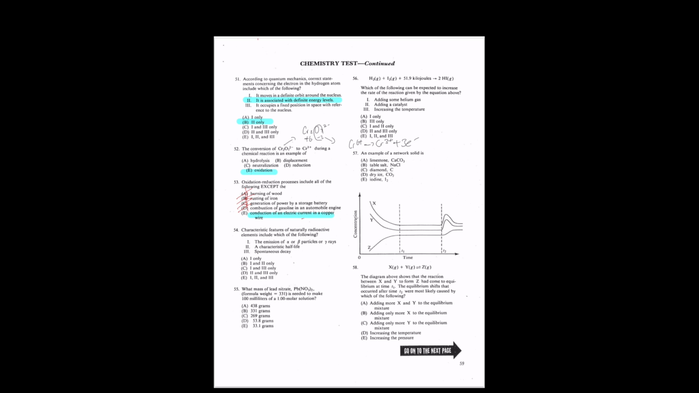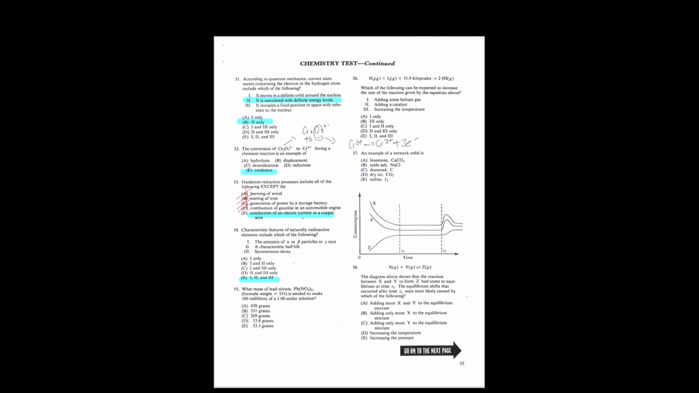Characteristic features of naturally radioactive elements include which of the following? Choice 1 is the emission of alpha or beta particles or gamma rays. Choice 2 is a characteristic half-life. Choice 3 is spontaneous decay. These are all true, because every radioactive element has a half-life, which means that in a specific amount of time they will basically halve in mass. And all radioactive elements are radioactive because they emit alpha, beta particles or gamma rays.